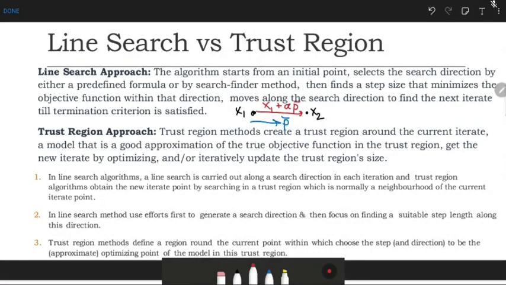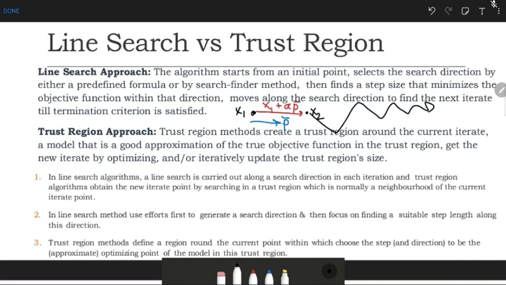Then you'll reach a new point, and then we'll see. That is the line search approach. It finds a step size that minimizes, moves along the search direction, and it keeps going on depending on the function, and we'll see.